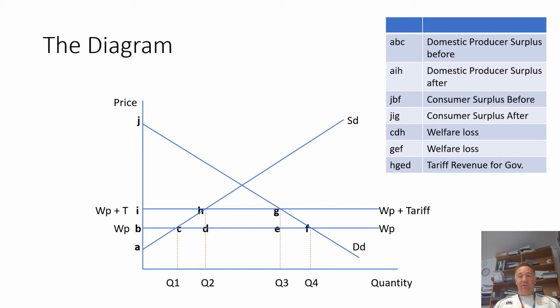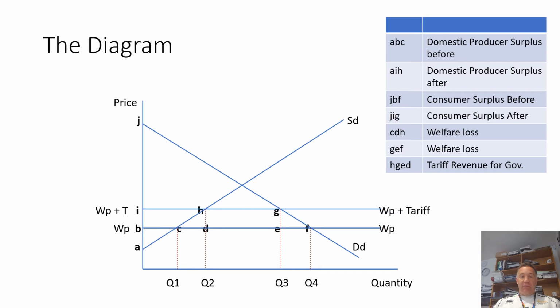For consumers, though, we said earlier they are worse off. The consumer surplus before was a large triangle JBF. However, because the world price shifts up to world price plus tariff, you can see that that triangle shrinks to JIG, and that's the consumer surplus after. Okay, so it's the area above the price beneath the demand curve there, JIG.